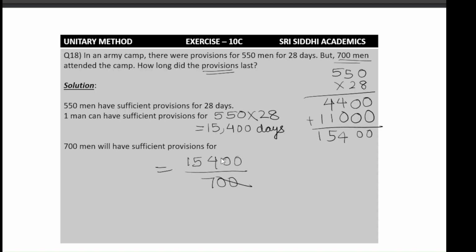The zeros will get cancelled out, then 7 ones are 7, 7 twos are 14. 15 minus 14 is 1. 1 will come here, so again 7 twos are 14. See, the answer came up to be 22 days, which is definitely less than 28. So if you think logically, you will easily be able to find the answer without making any mistakes.